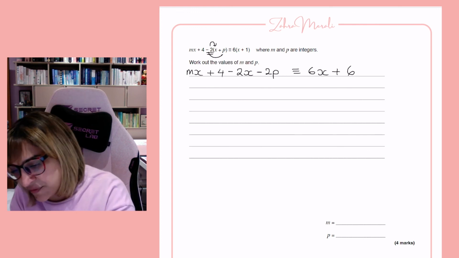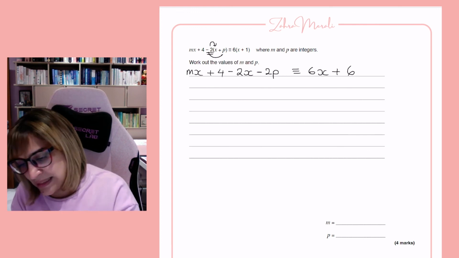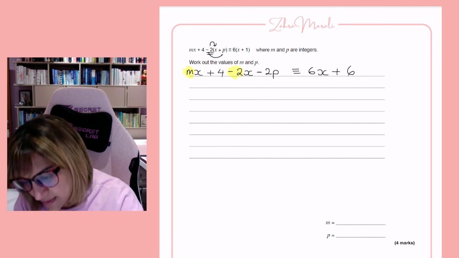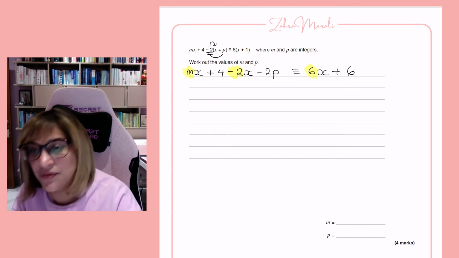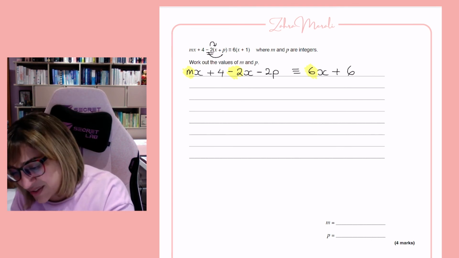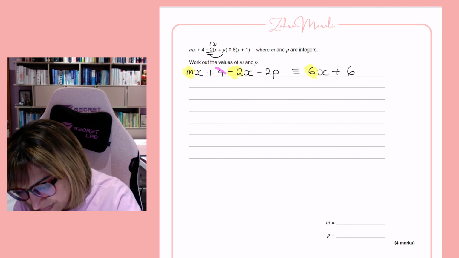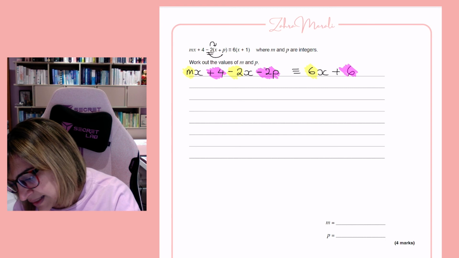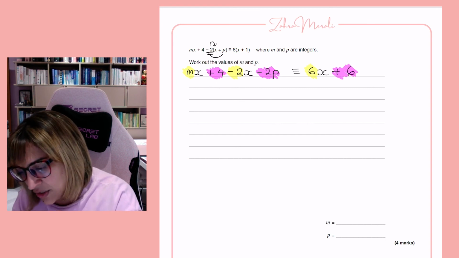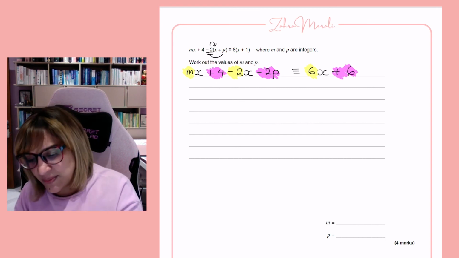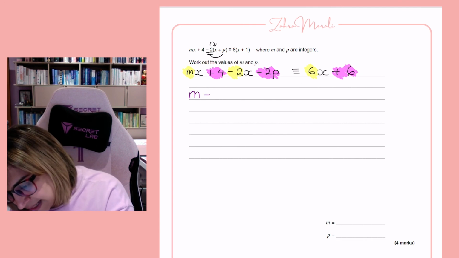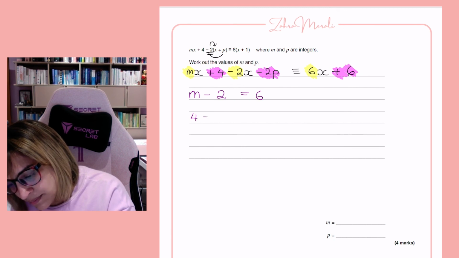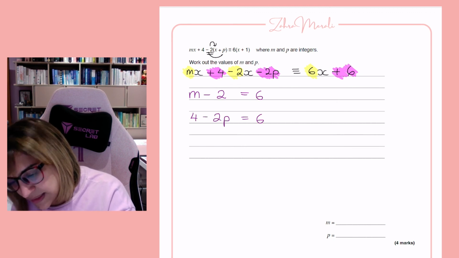Right, we're going to take everything in front of our x's. So I've got an m in front of an x and minus 2 in front of an x. And here we've got 6 in front of an x. Then everything else that's not in front of the x. So plus 4, minus 2p, and plus 6. So now what I've ended up with is my yellow bits, if you like, the bits in front of the x: m minus 2 equals 6, and 4 minus 2p equals 6.